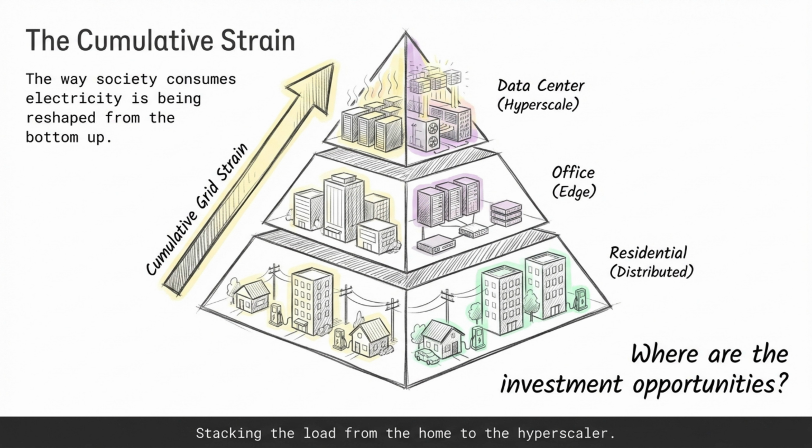If you stack these 3 layers together, you start to see the full picture. From homes to offices to hyperscale data centers and edge sites, the way society consumes electricity is quietly being reshaped by AI agents. So where are the pain points on the power side? And where are the opportunities?